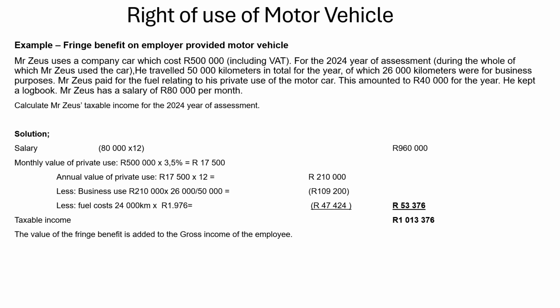Next, we are going to look at travel allowance. A travel allowance is a fixed sum of money provided by an employer to cover employees' work-related travel expenses. It is intended to reimburse employees for the cost of transportation they incur while performing their job duties.